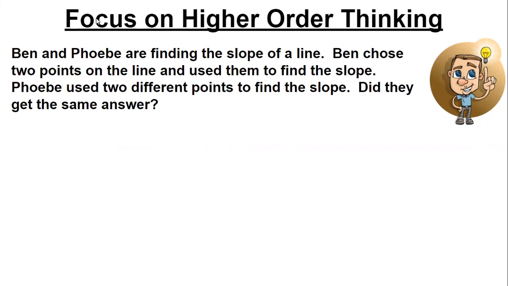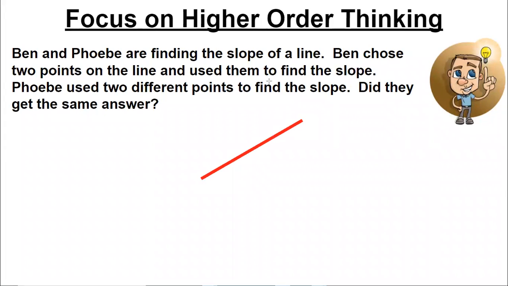So they have this line on a graph, maybe going this way. Ben chooses this point, and then he gets an x and a y value for those points, and he figures out his slope using the formula y2 minus y1 over x2 minus x1. So he picks a y2 and a y1 and an x2 and an x1. So those are his 2 points.